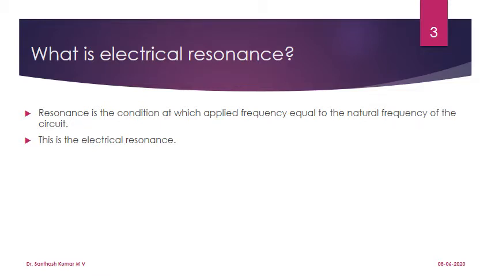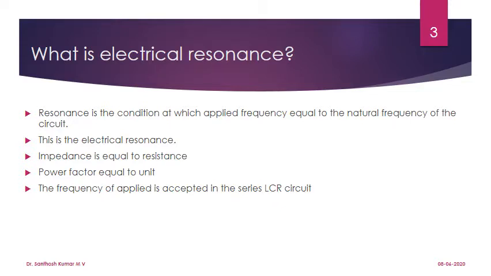In this kind of electrical resonance, the impedance equals the resistance of the circuit, and the power factor equals unity. The applied frequency is accepted in the series circuit, so the series circuit is also called an acceptor circuit. Similarly, the applied frequency is rejected in the parallel LCR circuit, hence it is also known as a rejector circuit. They are normally used in various applications. The series circuit is used in communication circuits, and the parallel circuit is used in filter circuits.